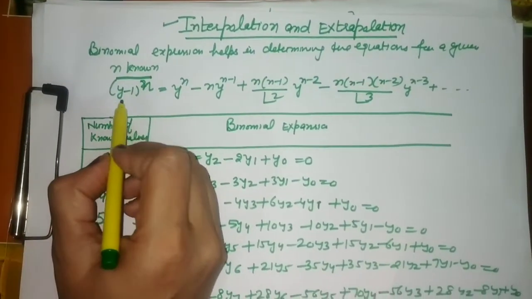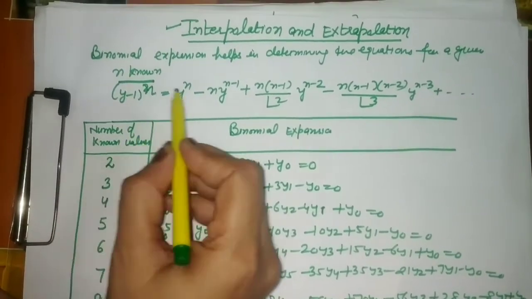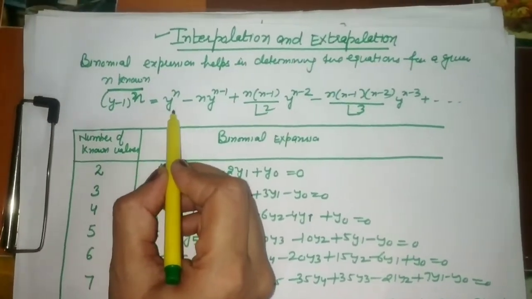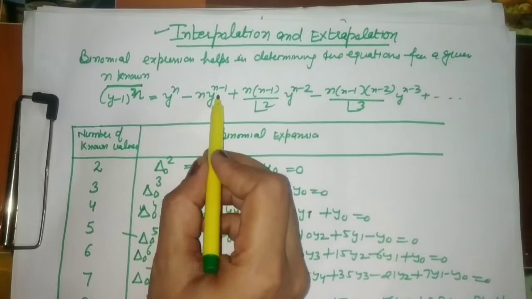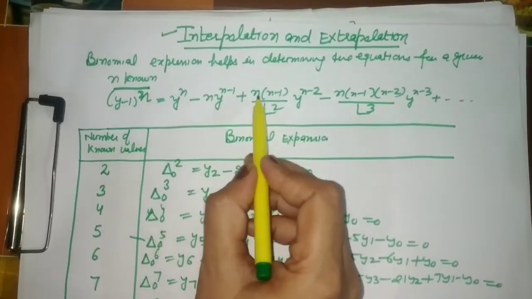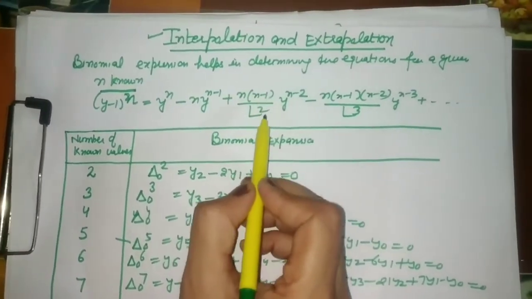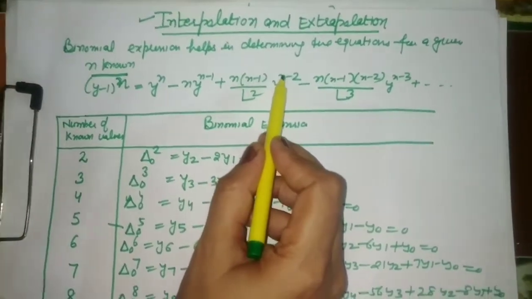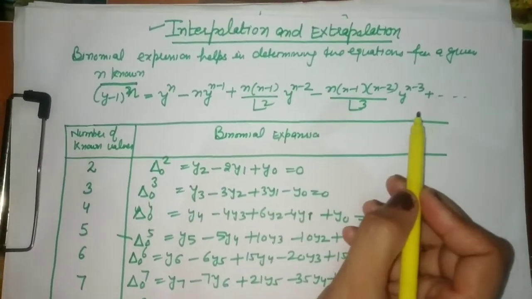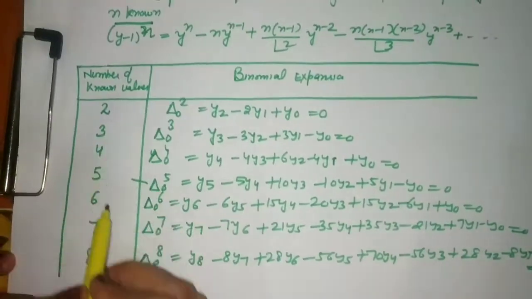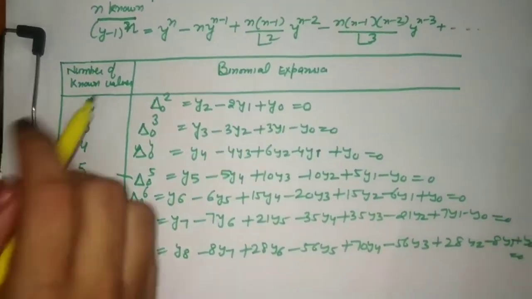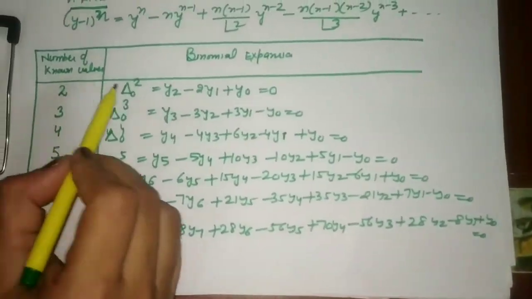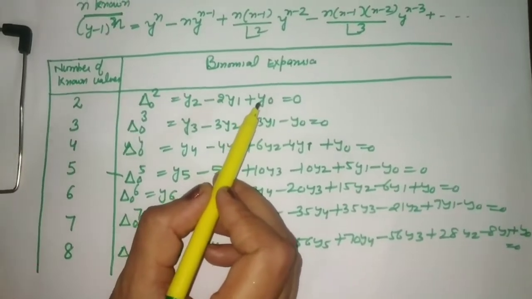That means if we have the expression (y minus 1) raised to the power n, then it is equal to y raised to the power n minus n y raised to the power n minus 1 plus n into n minus 1 over 2 factorial y raised to the power n minus 2 and so on. In the table, I have written the number of known values and the binomial expansion.